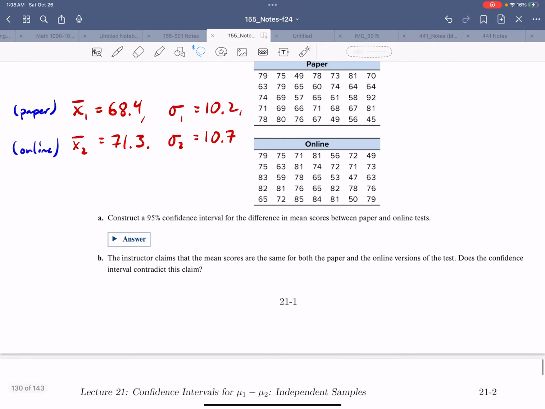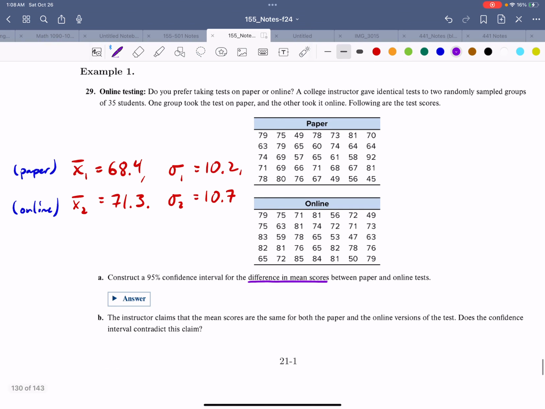So they want us to construct a 95% confidence interval for the difference in mean scores between the paper and online exams, right? So we're interested in not just how the people did on the paper test, or how they did on the online test, but what's the difference between their mean scores. So we found the average test score for the paper takers, the average test score for the online takers, along with the standard deviations.